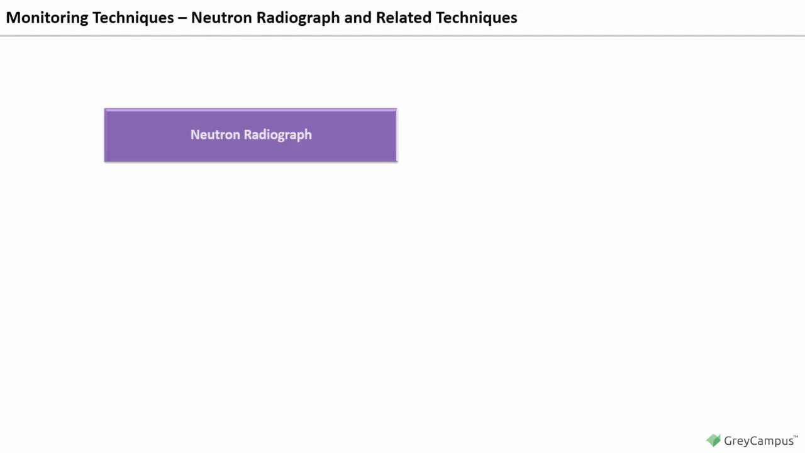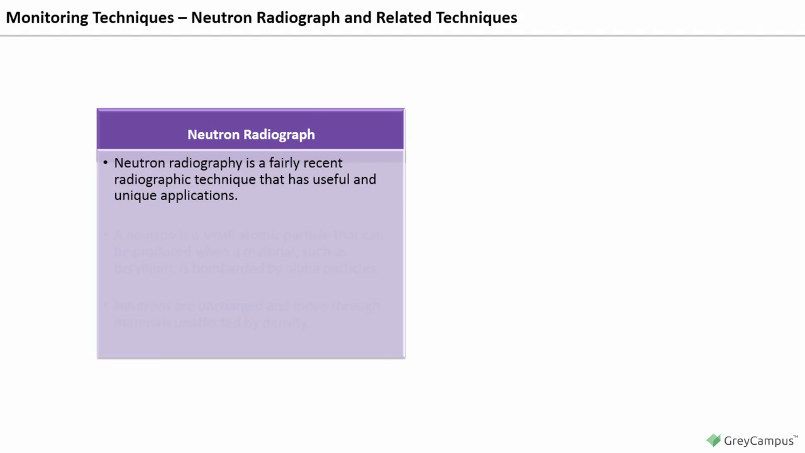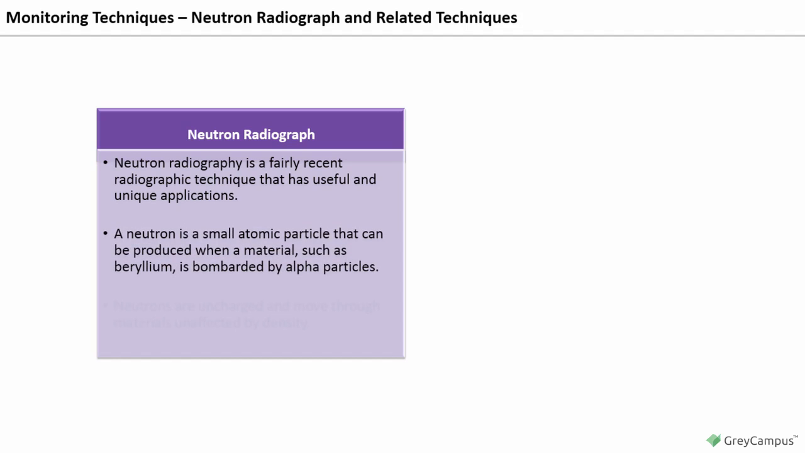Neutron radiography. Neutron radiography is a fairly recent radiographic technique that has useful and unique applications. A neutron is a small atomic particle that can be produced when a material, such as beryllium, is bombarded by alpha particles. Neutrons are uncharged and move through materials unaffected by density.